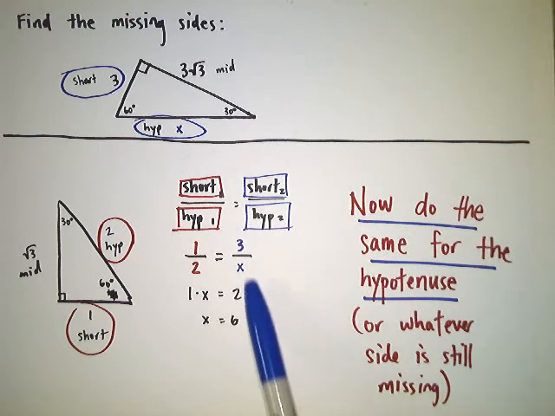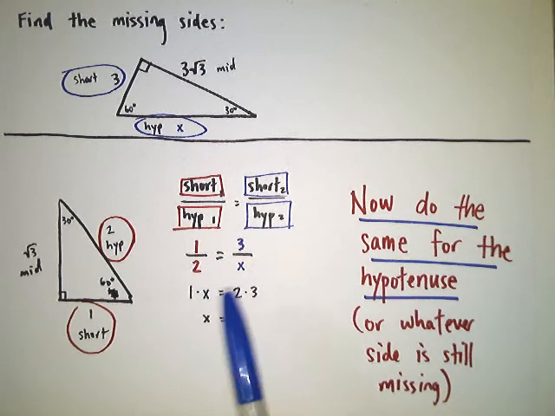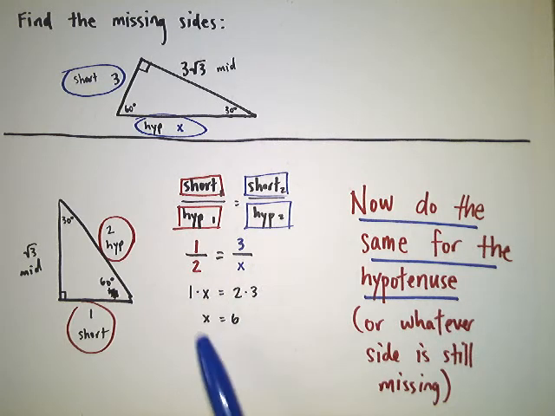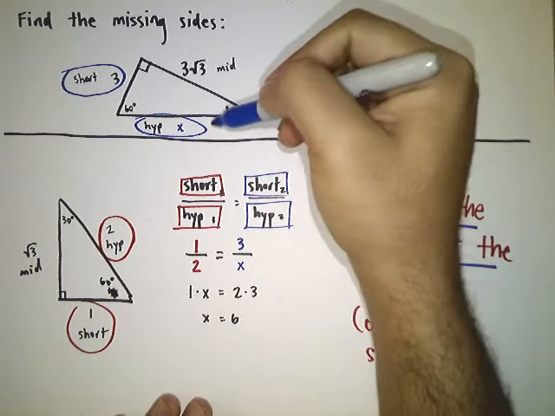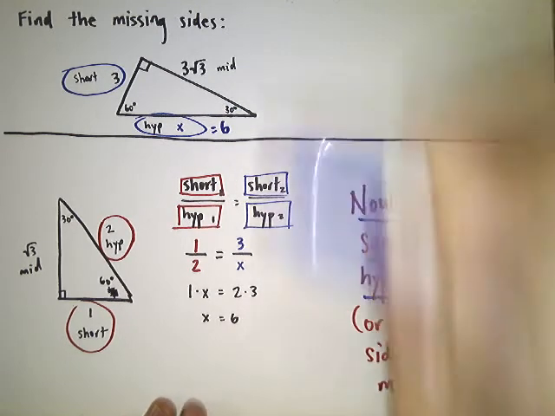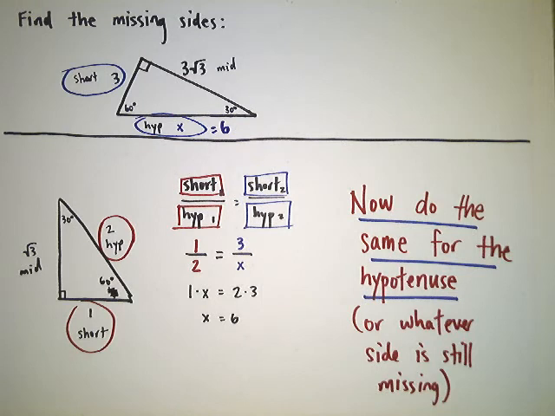Then I cross multiply, and I get 1 times x equals 2 times 3. Well, 1 times x is the same thing as x, and 2 times 3 is 6. So now we know, look, x, this missing side, the hypotenuse, is 6 units long. So the second step is to just do the same thing you did the first time to solve for the other missing side. Take 30 seconds. Make sure you've got this down.